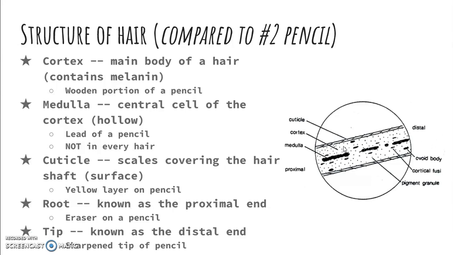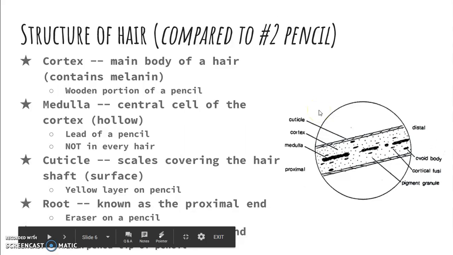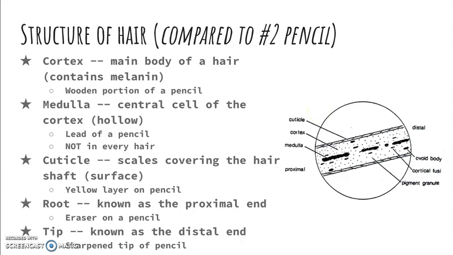The cuticle is the scales that cover the hair, and that is like the yellow layer on a pencil. The root is the proximal end, so closer to the skin or in the skin, and then the tip is the distal end, the end outside of the skin that you can touch and run your hands through.